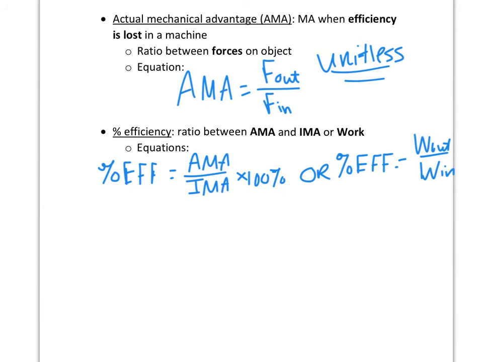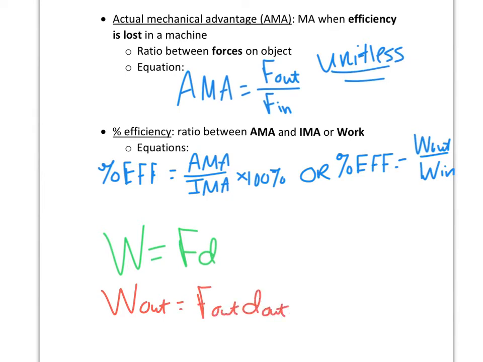work, hopefully you do recall this, equals F D cosine phi. However, the force and the distance are always going to be pretty much in the same direction. So cosine of phi will always equal 1. Therefore, we don't need to worry about the cosine phi. And we're just looking at work equals FD. So your output work will just equal your output force times your output distance, and your input work would equal the input force times the input distance. So when we say percent efficiency here, work out over work in, you could just take this over this, which is essentially what you're already doing when you take the AMA over the IMA.